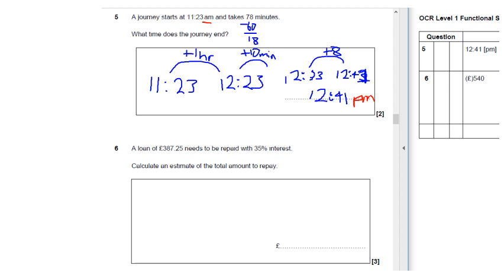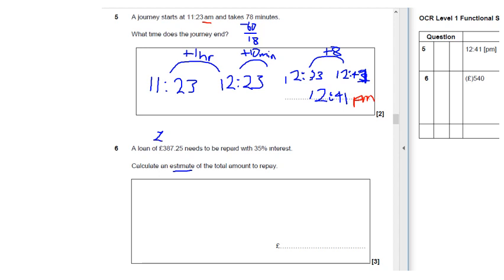A loan of £387.25 needs repaying with 35% interest. Whoa. Calculate an estimate of the total amount. So the marking scheme says that if you don't estimate, you don't get the mark. It's a 3-mark question. Yeah, if you don't estimate, you get it wrong. This is a non-calculator paper, so you're going to want to estimate.